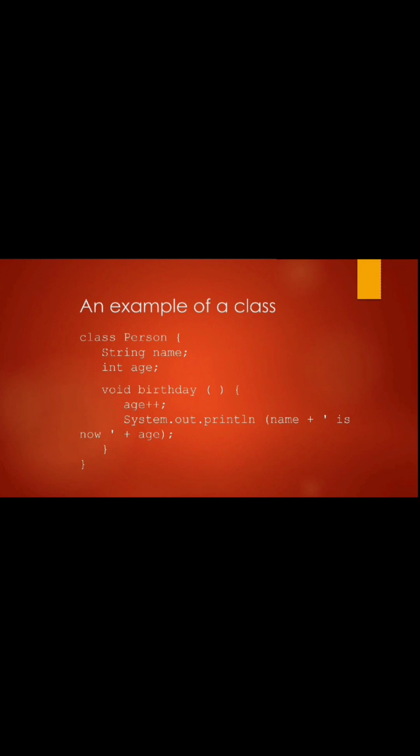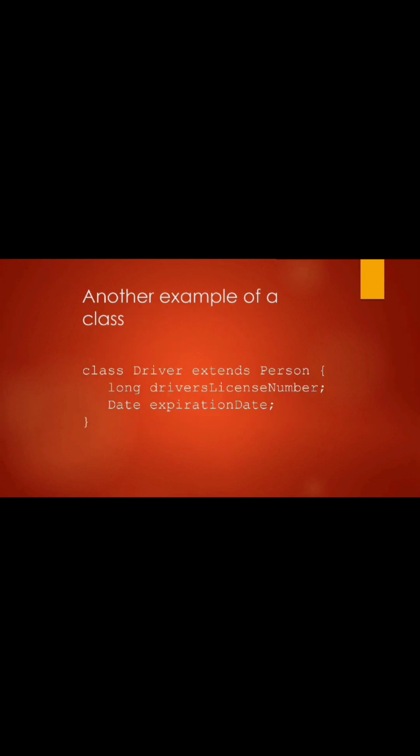Here we see an example of a class. Class Person, open braces, String name, semicolon, int age, void birthday, age plus plus, which is increment, System.out.println, name plus " is now " plus age. Close the braces. This program defines the class type. Here we see another example of a class type. Class Driver extends Person, open curly, long driversLicenseNumber, semicolon, Date expirationDate, close the curly. This was an example of a class.